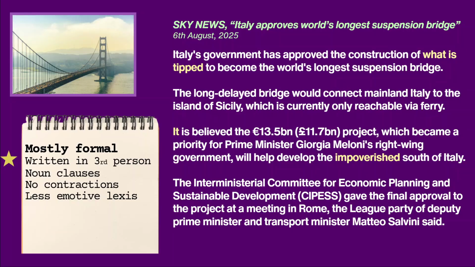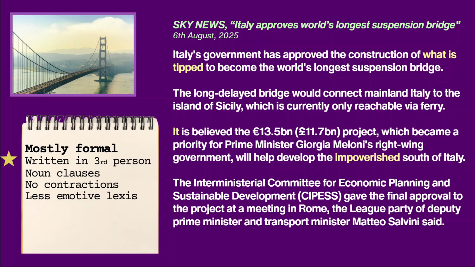We also have advanced features of English such as noun clauses. Look at the first sentence. Italy's government has approved the construction of what is tipped to become. Now, in the structure the noun of, we'd normally expect a noun to come next. But in this case, we have a clause instead. What is tipped? It has a verb within it.